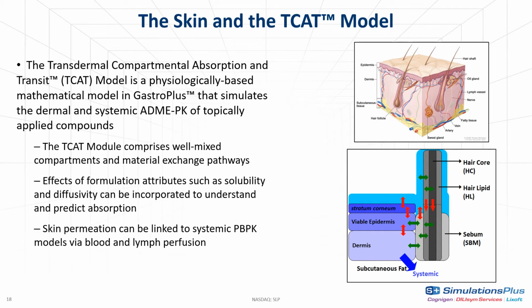In this model, we divide the skin into the epidermis, distinguishing the stratum corneum and the viable epidermis, and also the dermis beneath it, which is going to be the vascularized part of the skin. We also include the subcutaneous fat as part of the TCAT model. In addition to including these major parts of the skin, as you can see, we also include the hair follicle unit. The hair itself is split into the hair core and a hair lipid layer surrounding that core. And within the skin, we include the sebum that's surrounding the hair, which can be an important alternate absorption route for some compounds.